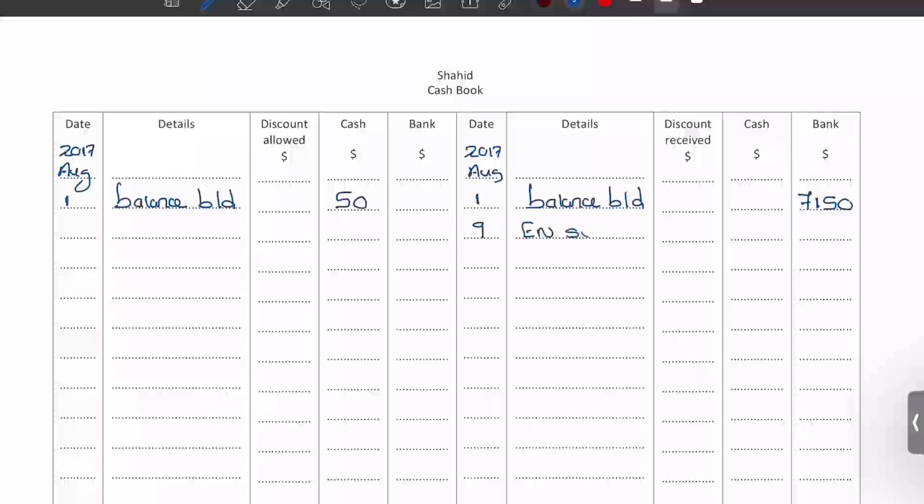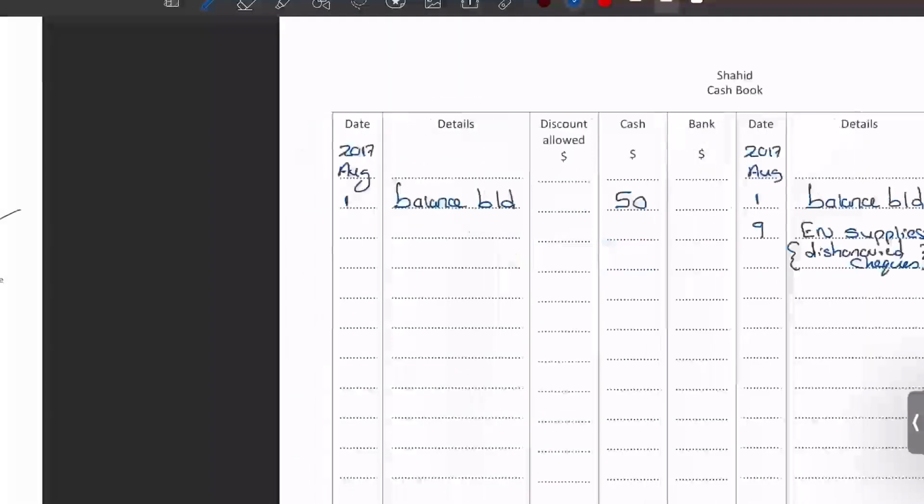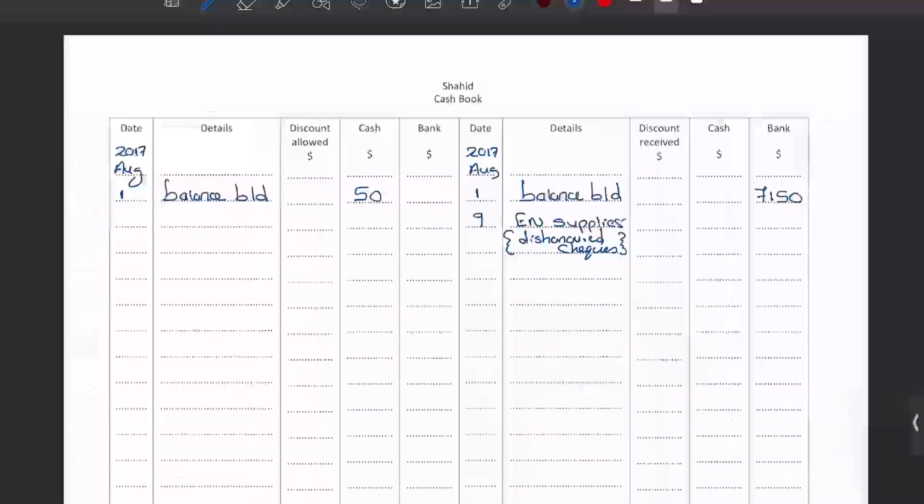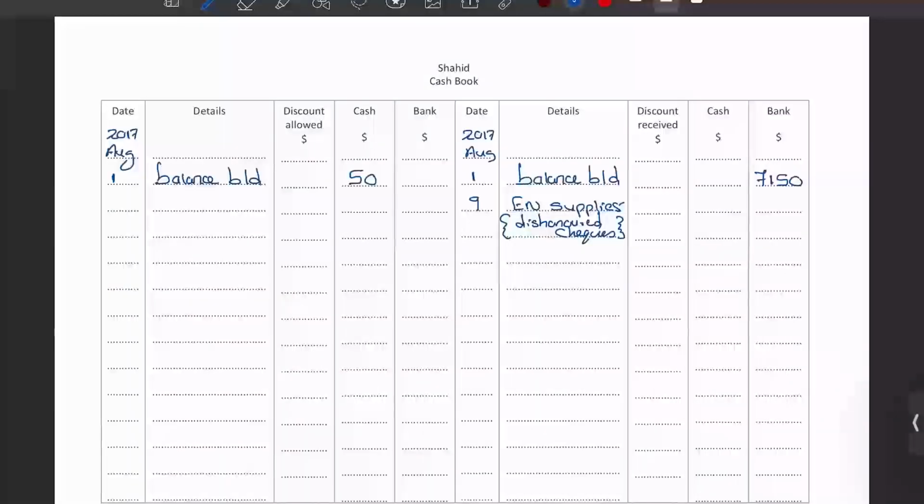EN supplies. And within brackets, you can use the words dishonored checks. And the amount is going to be 362. Cash account or bank account? Dishonored check is happening in which account? Bank account. Very good. 362 should be taken to your bank account. That is done. That's easy.